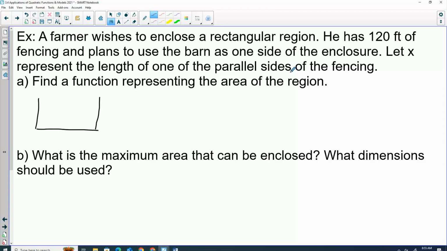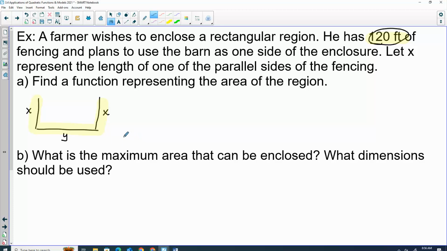I said X is the length of the parallel sides. So these are X's. We know in a rectangle opposite sides are the same. Do I know how long this one is? Well, 120 is the whole thing when I put all 3 together, so we're going to use that. I don't know what this is. Let's call it y for a moment.